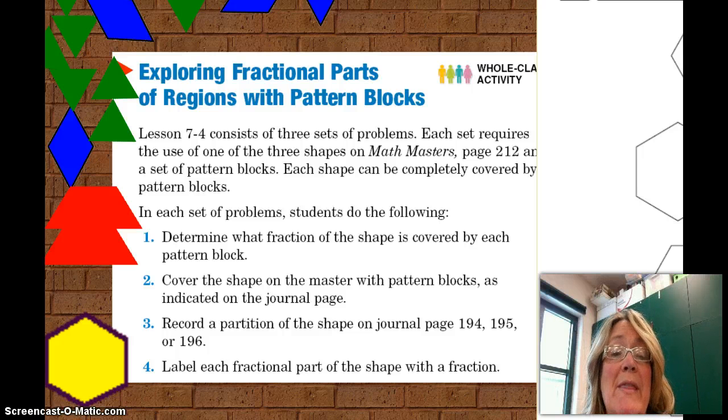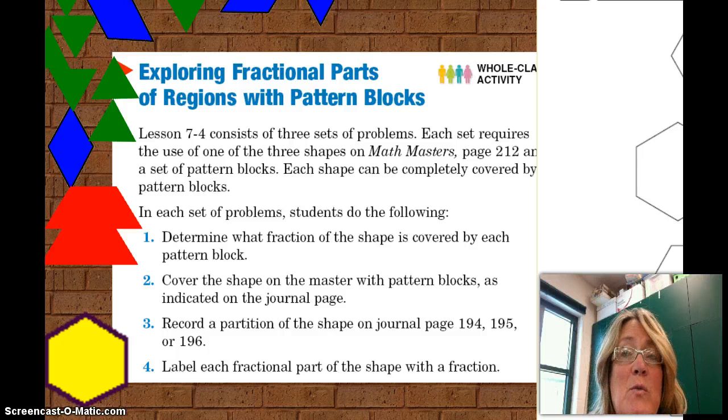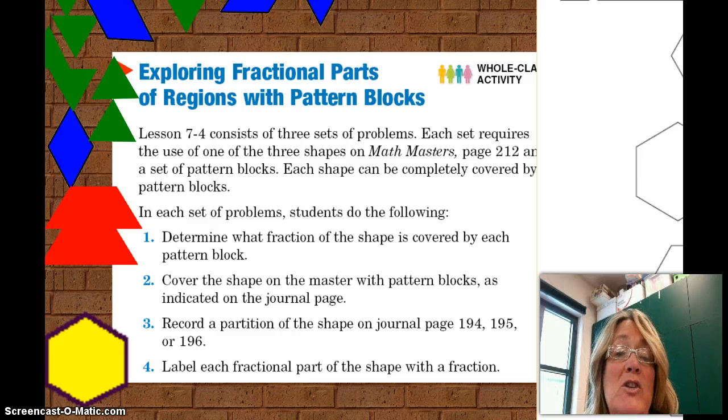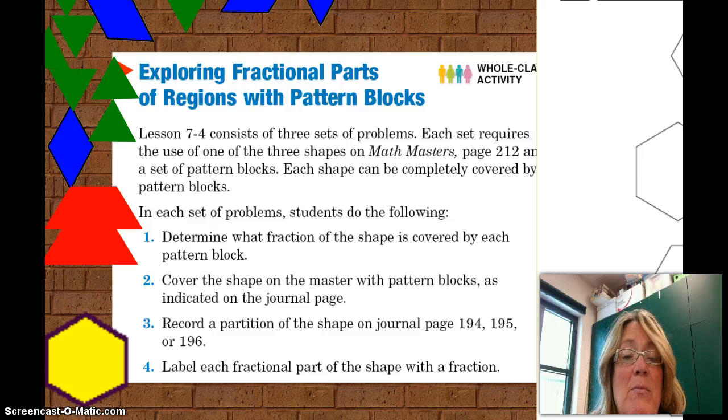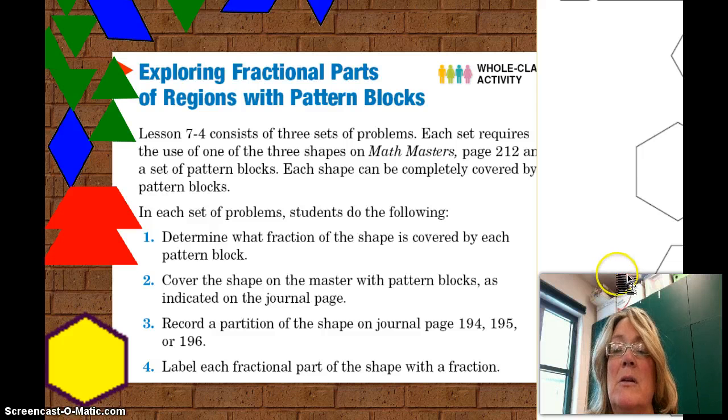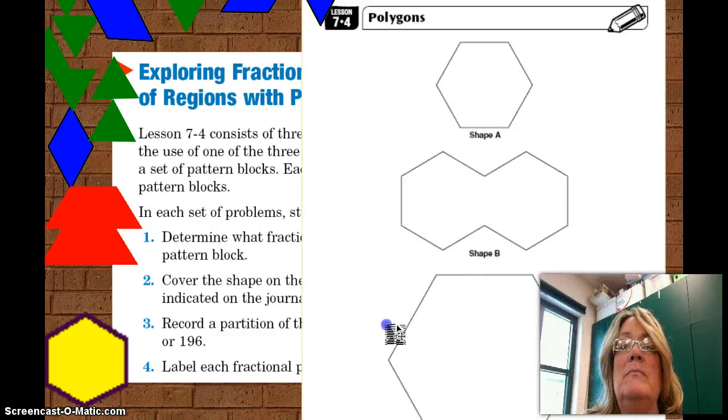So doing these next few pages, you're going to need to go over to where we keep the materials for math and get a baggie that contains these shapes and pattern blocks. You need to determine what fraction of the shape is covered by each pattern block, cover that shape using your pattern blocks as indicated on the journal page, and then record a partition of the shape on the journal page. These are journal pages 194, 195, 196. Label each fractional part of the shape as a fraction. So this is what I'm telling you to do.